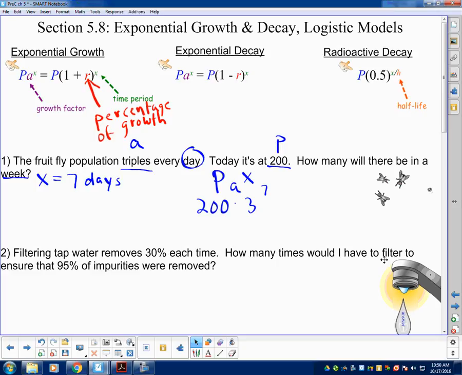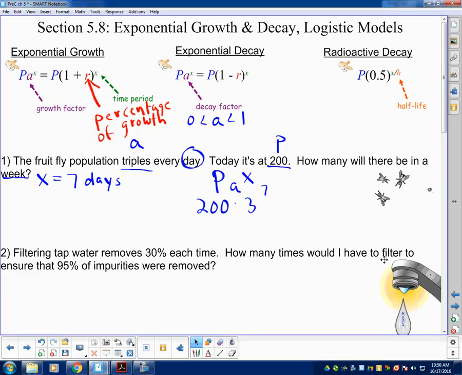And then exponential decay, we have a decay factor. That's when a is between 0 and 1, when it's a fraction. x is still the time period, and P is the starting amount or principal.